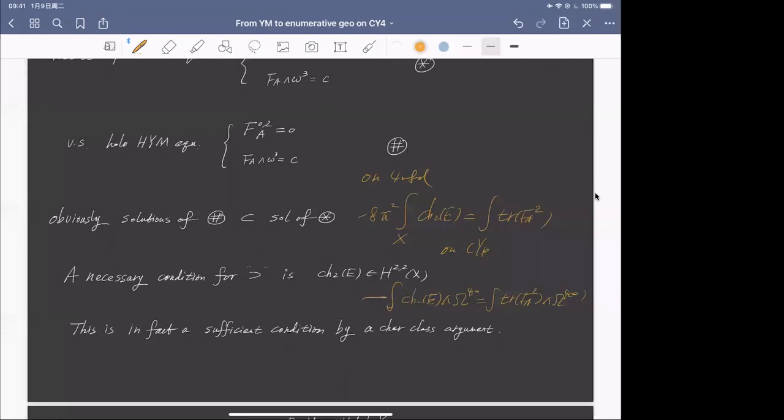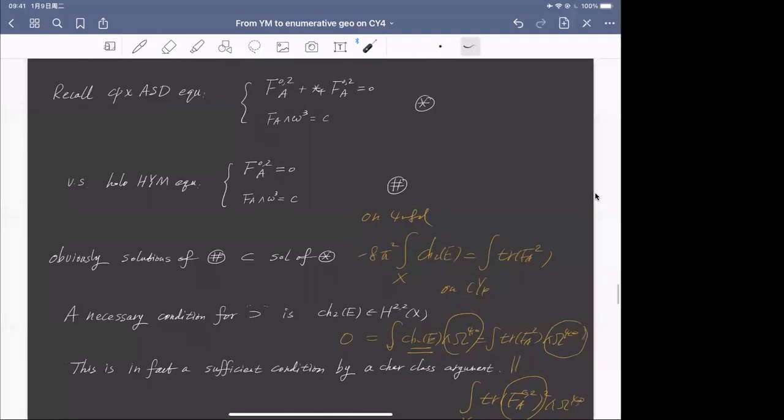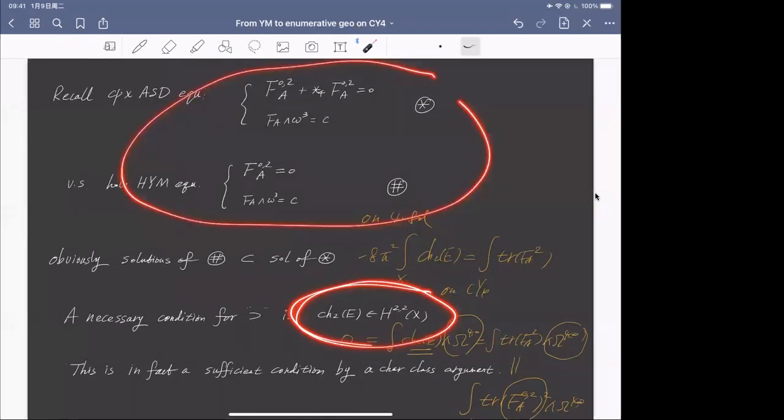This is 0 because this is (2,2) type and this is (4,0) type, but X is a Calabi-Yau 4-fold. So this is 0. Now this is a (4,0) form, so the only contribution comes from the (0,2) part of this curvature. Then you can further decompose using these self-duality operators into the plus part and minus part. And you can easily see that under this setting, these two systems of equations have the same solutions.